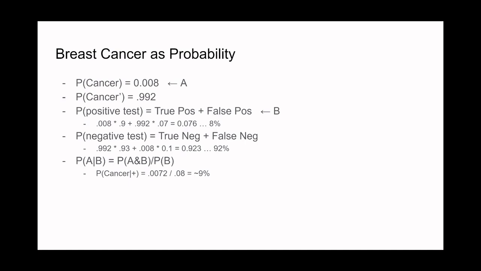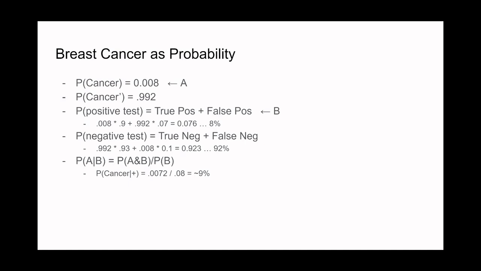All right. And I also denoted this top number, the probability of cancer, is going to be the probability of A in our A given B formula. And then this positive test is going to be the B. Okay, so we've designated those out. But we also need to know this negative test here.